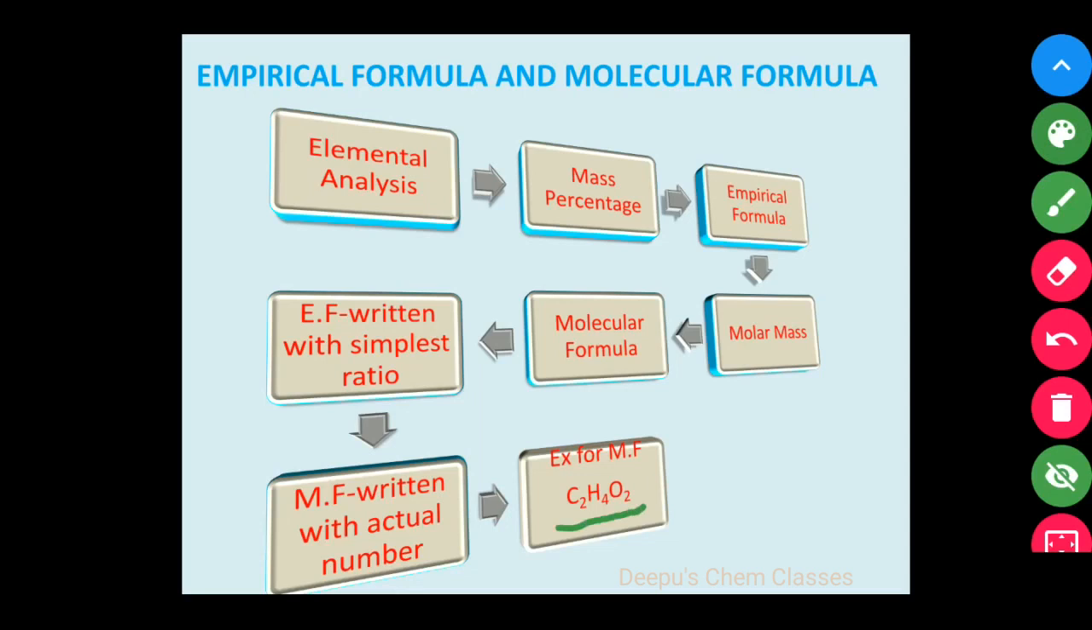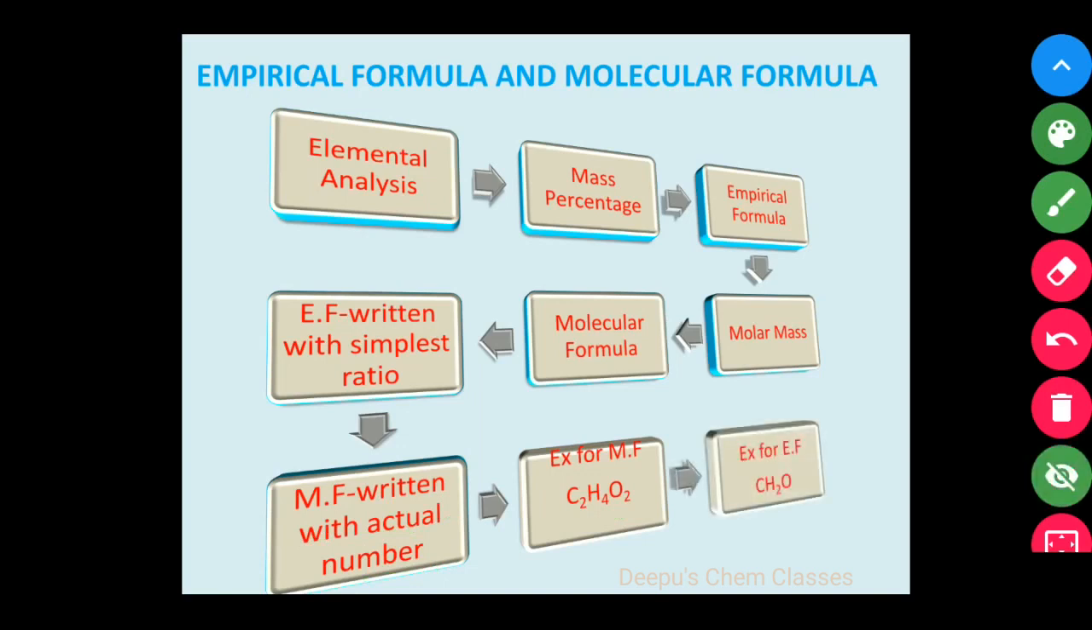So this is actually the molecular formula. What is molecular formula? We have seen this is the formula written with the actual number of different atoms present in a molecule. So for carbon we have the ratio 2, hydrogen we have the ratio 4, and oxygen we have the ratio 2. Then let us see its empirical formula.